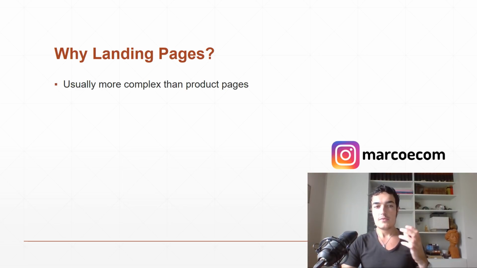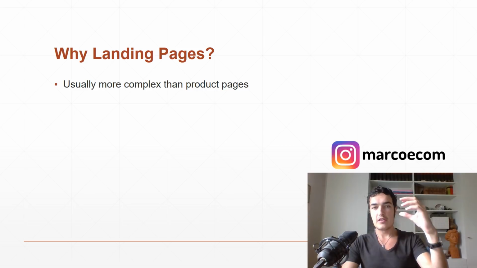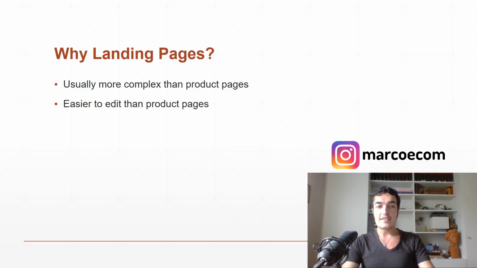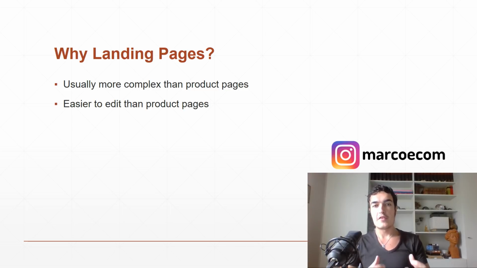Well, first of all, landing pages are usually more complex than product pages, right? So product pages are always very simple. You have a picture, you have the title of the product, the price, then some info and things like that. And also it's easier to edit landing pages than it is to edit product pages. So product pages, especially on Shopify, they are very strict. You can edit them if you know how to code a little bit, but else it's quite difficult to make very big and large adjustments other than, you know, changing colors and text and things like that.